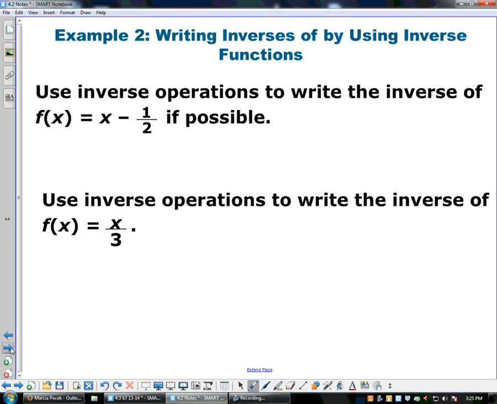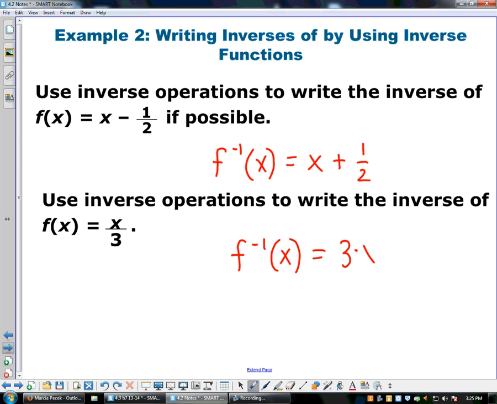In the first one, if the original function is f of x equals x minus a half, what would be the inverse of subtracting a half? The inverse of subtracting 1/2 would be adding 1/2. So our inverse, f inverse of x, is x plus 1/2. What about our second one here? Again, using inverse operations. F of x equals x divided by 3. The inverse operation of dividing is multiplying. I think that looks good. So we'll write f inverse of x equaling 3 times x. Again, they should just undo what the other one has already done.